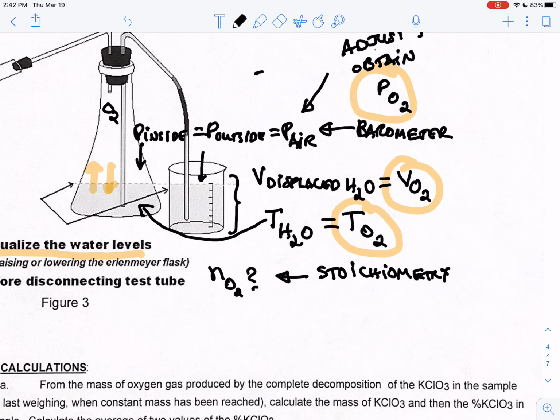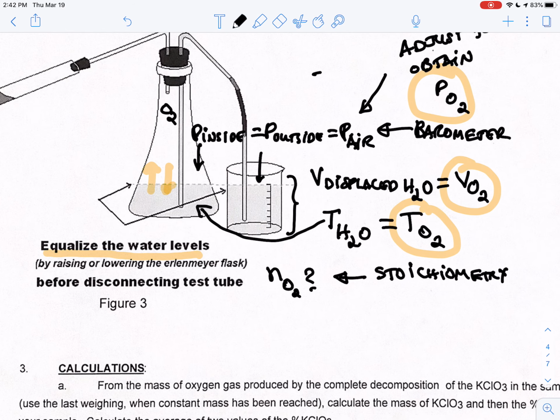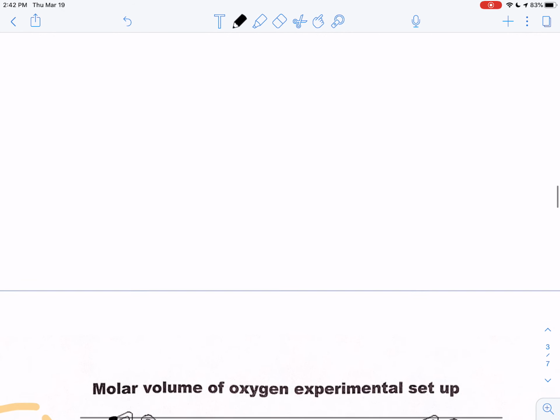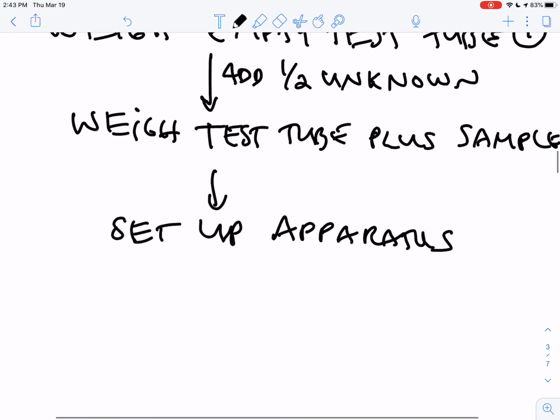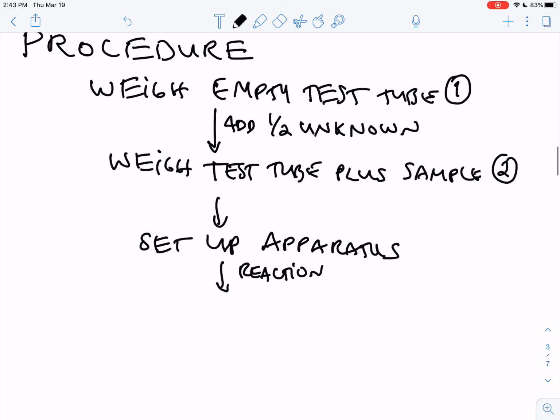We're going to use the stoichiometry of the reaction to deal with that. Okay? So let's go back to our procedures here. What's going to be important is that once we have run the reaction, let me zoom out of here a little bit so we can remember where we were. We are going to weigh the test tube plus the product.